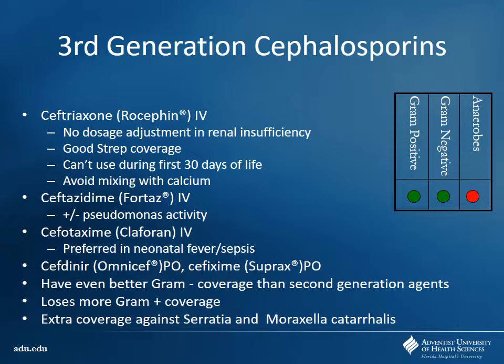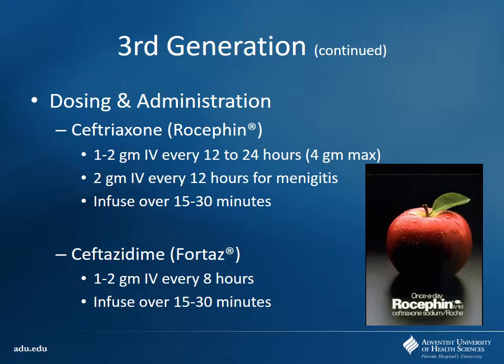So again, notice this has better gram-negative coverage than your 2nd generation, but it loses more gram-positive coverage. And it has some extra coverage against things like Serratia and Moraxella. So again, just note ceftriaxone, you'll see this used very, very frequently for lots of different indications. Certainly, though, it's one of your go-to drugs for meningitis since it has good CSF penetration. It's able to get to the site to work pretty effectively.